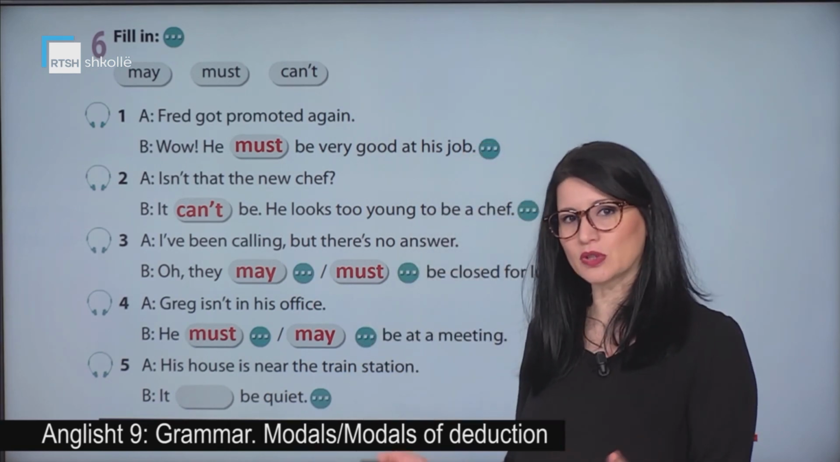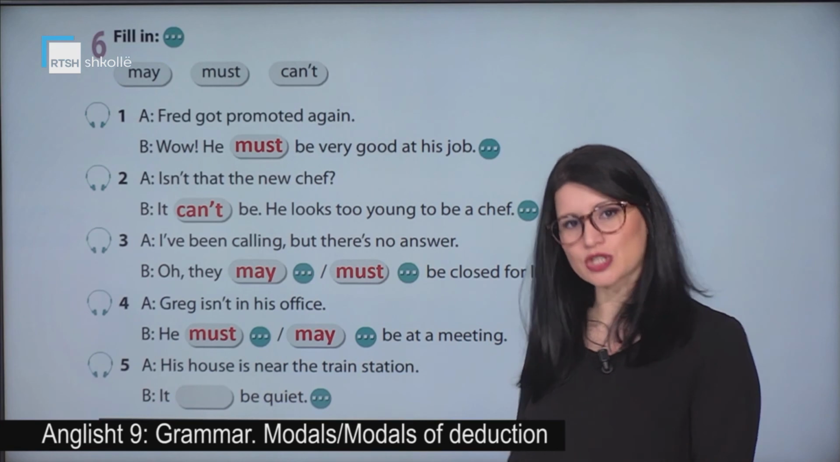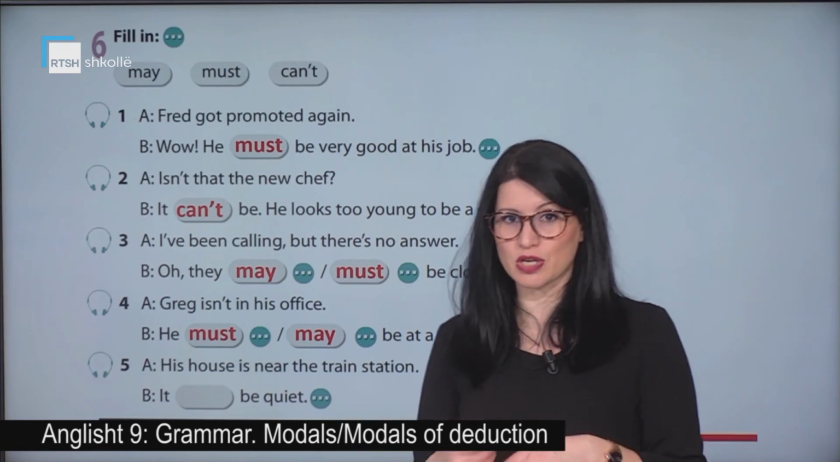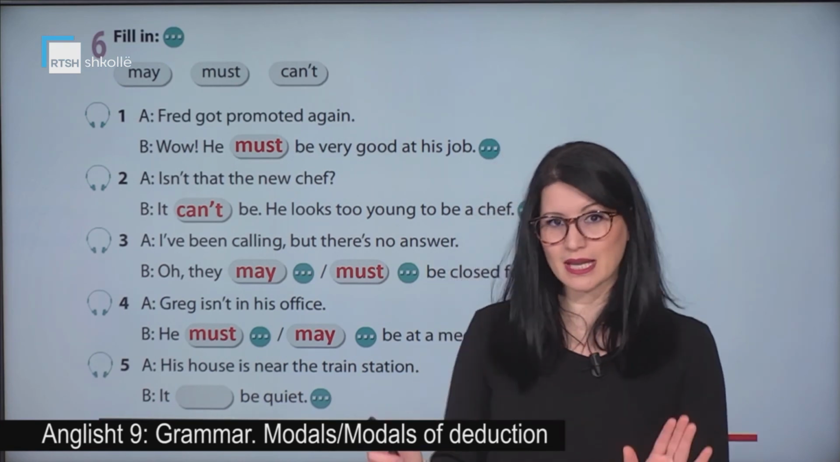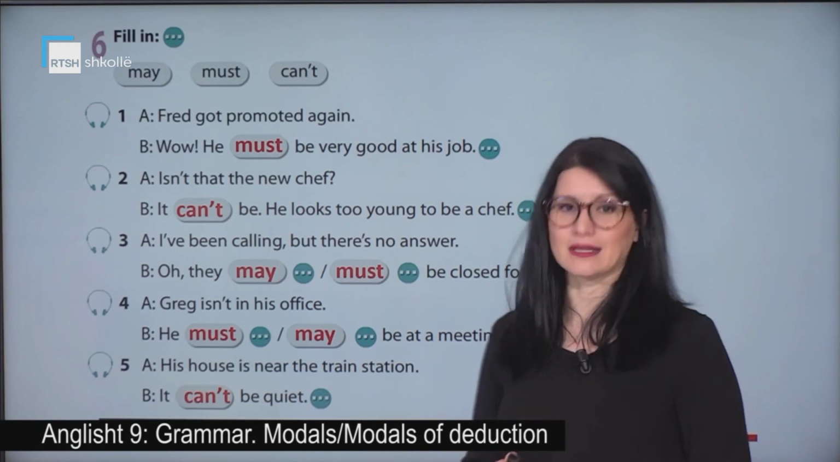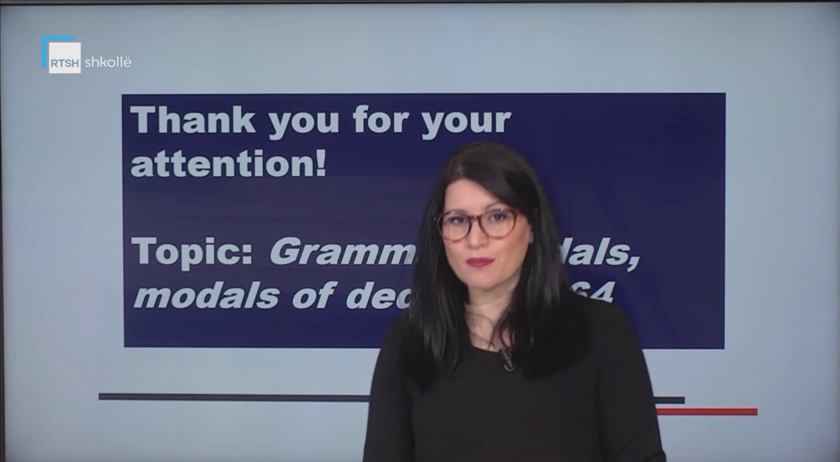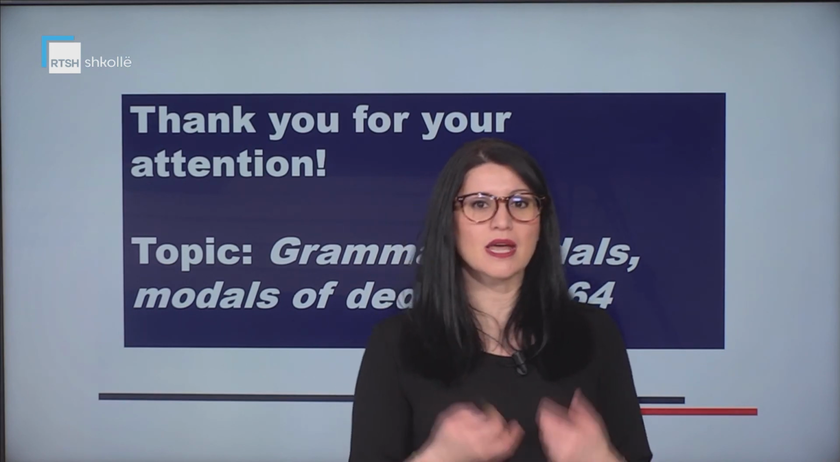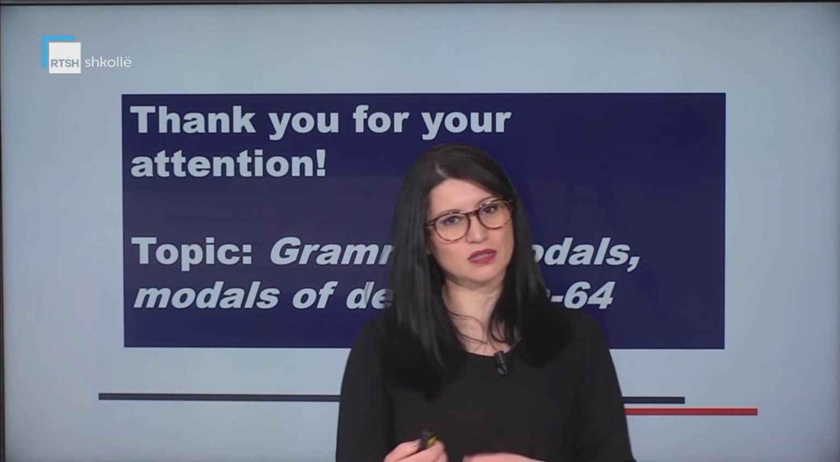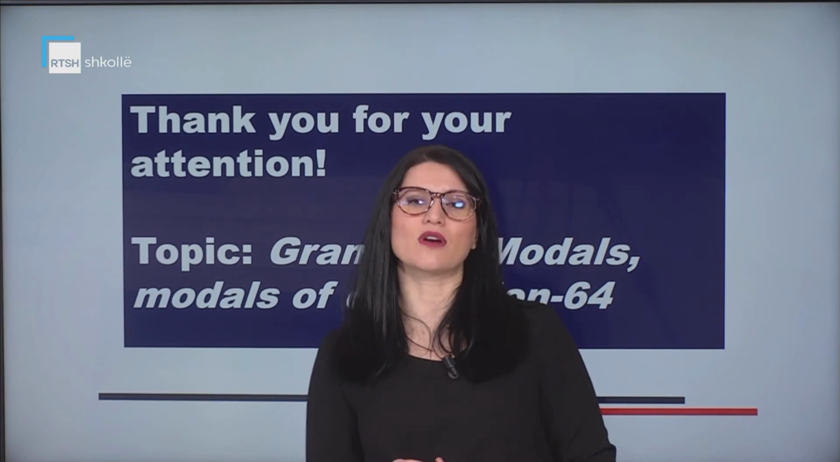What modal of deduction do we use to express that we are sure that something is not like that? And it is can't. And I hope you understood the modals and the modals of deduction, and you might practice modals and modals of deduction in the exercises of your book.